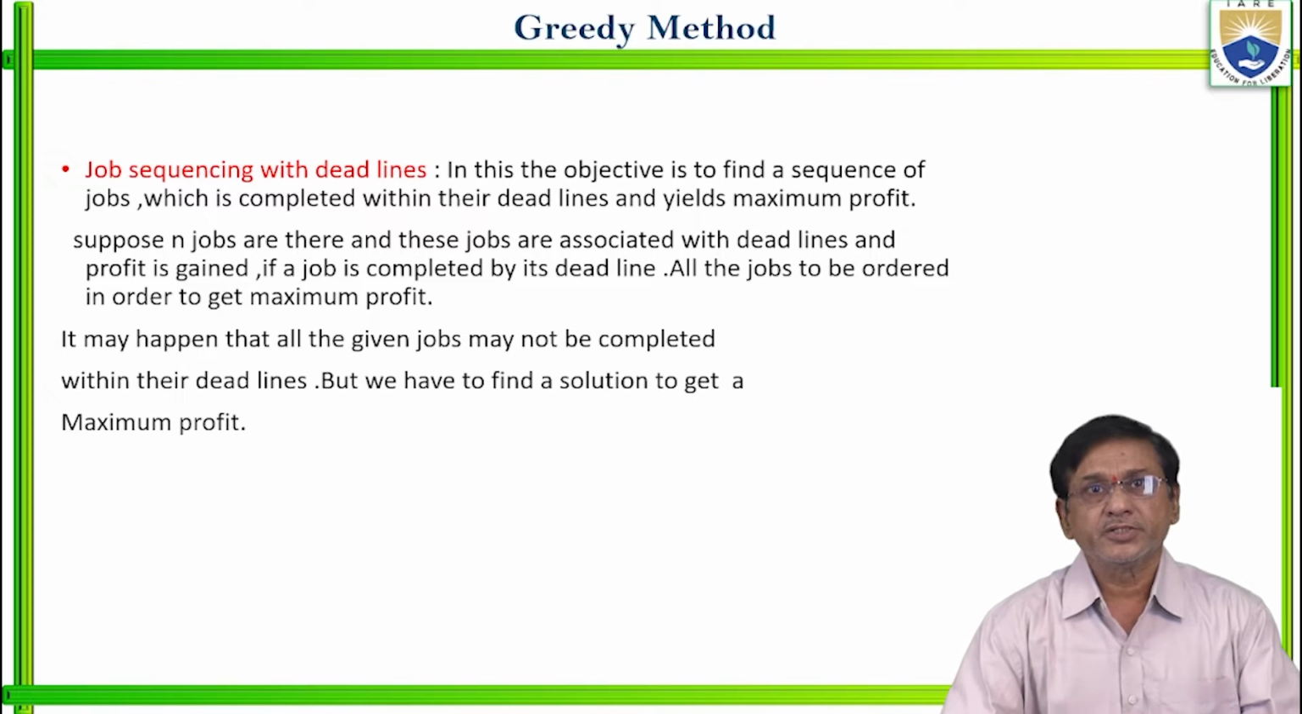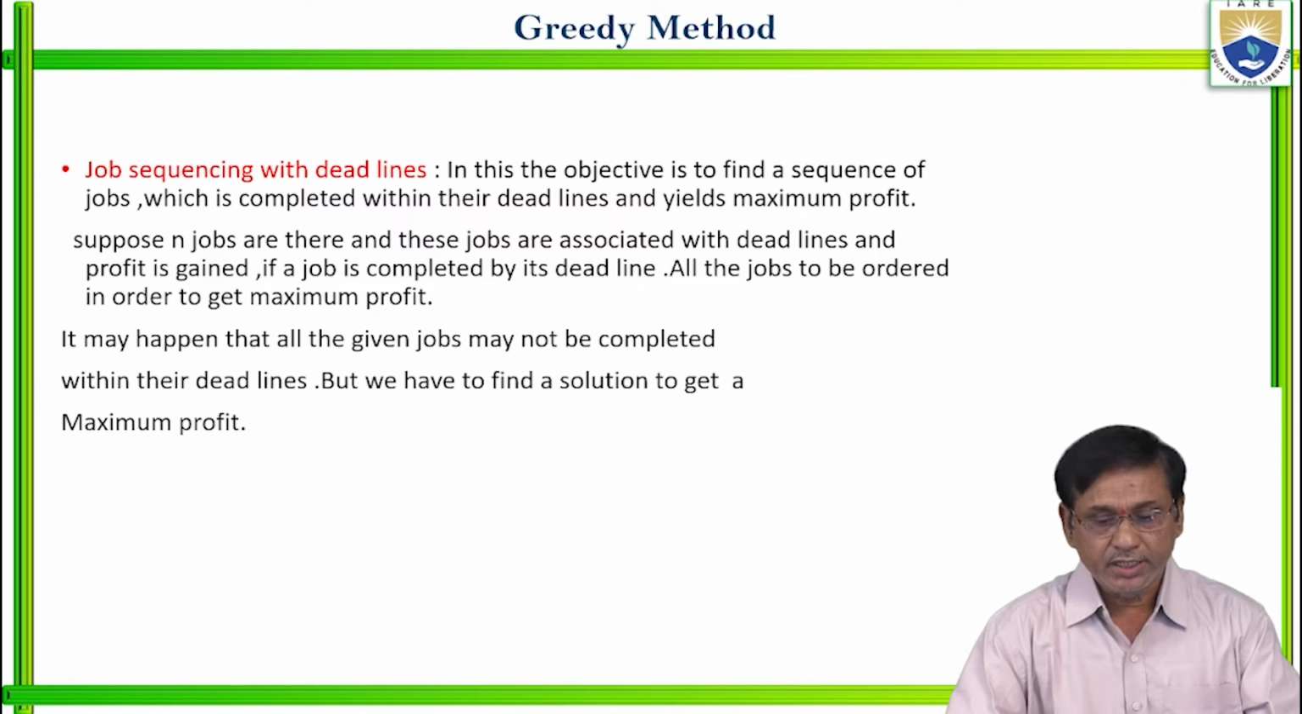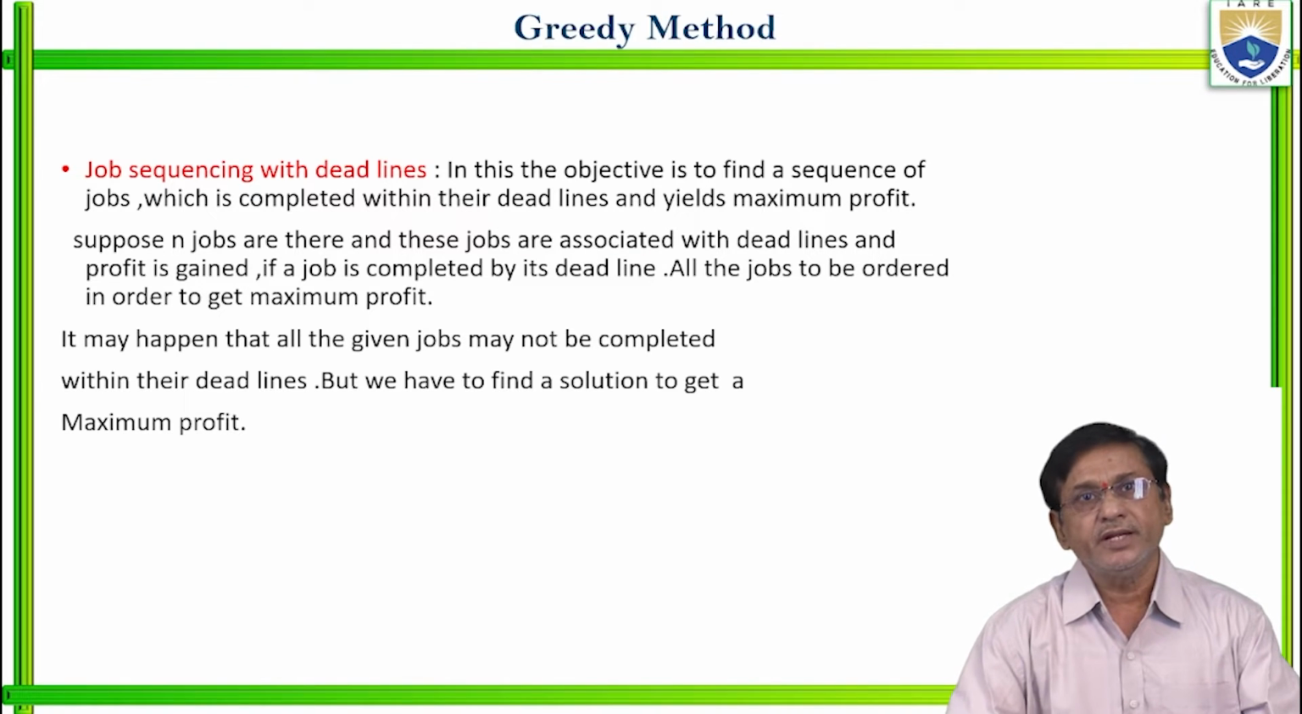Now, we will discuss job sequencing with deadlines using the greedy method. The objective is to find a sequence of jobs which is completed within the deadlines and yields maximum profit. Suppose n jobs are there and these jobs are associated with deadlines, and profit is gained if a job is completed within the deadline.